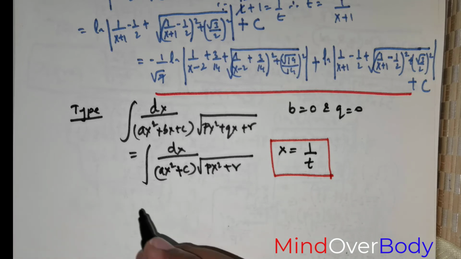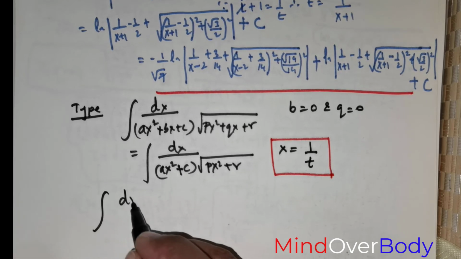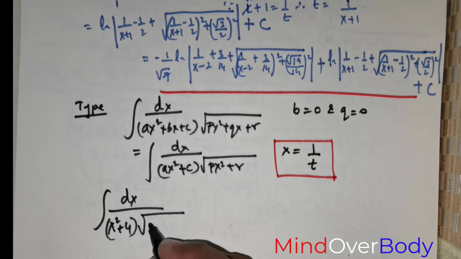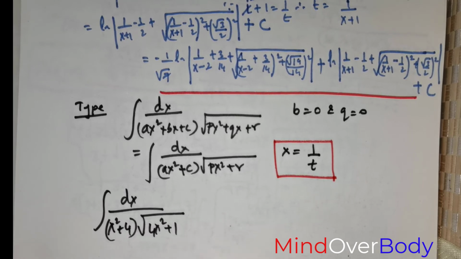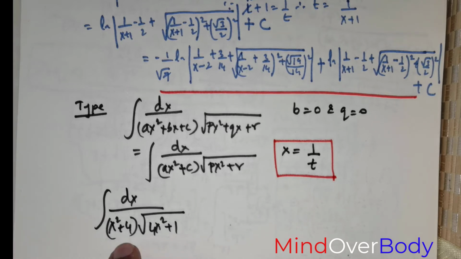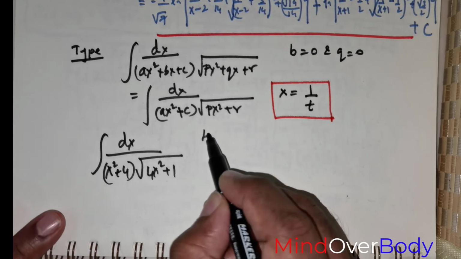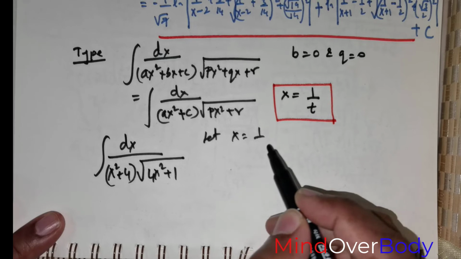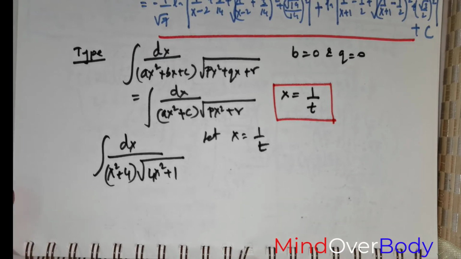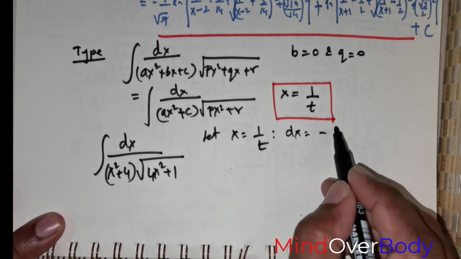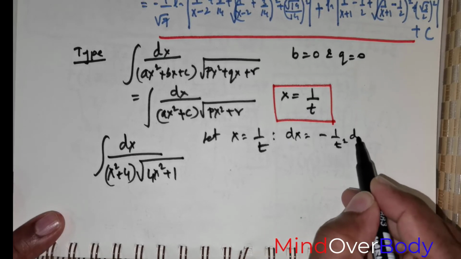So what I wish to do is, I would like to do this question, integral dx over (x² + 4) times root of (4x² + 1). Both of them are quadratic, but the middle term is missing. So what we will do is we will make the substitution over here. Let x be equal to 1 over t, and from here we would get dx is equal to negative 1 over t² times dt.